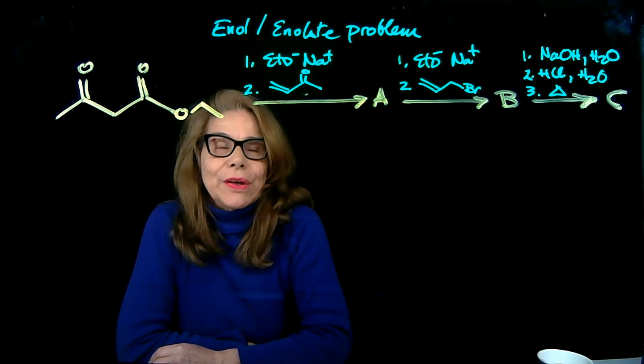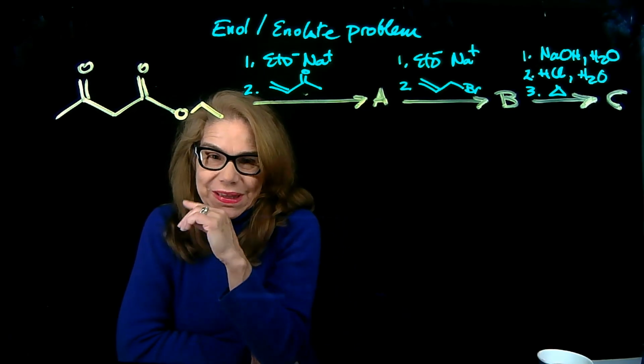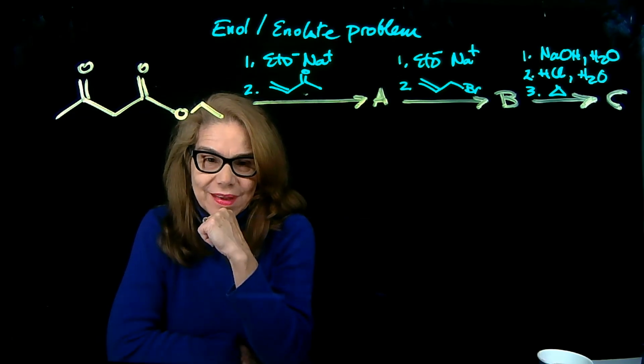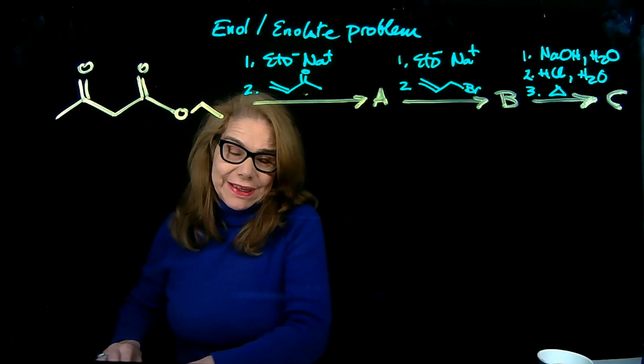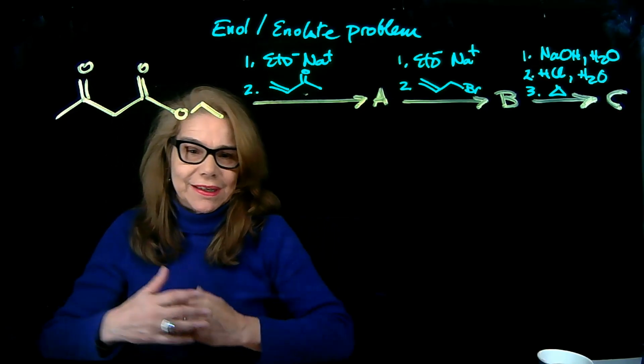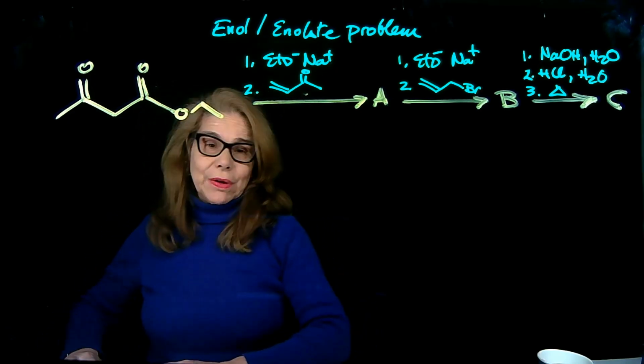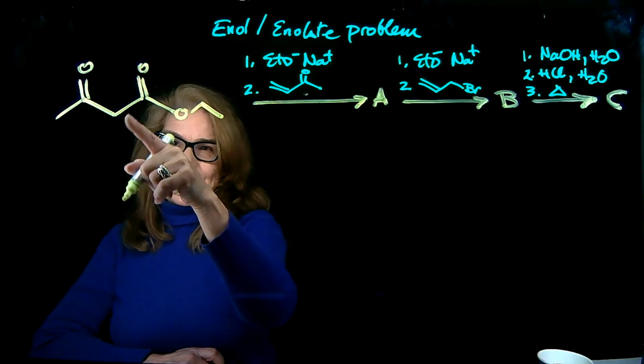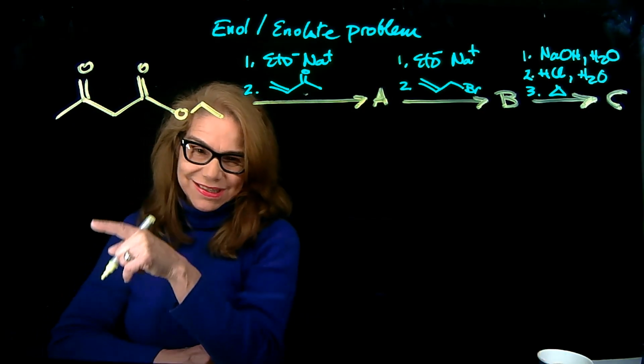In this video, we're going to be doing this problem, and it is about enolate chemistry. We're going to be doing some reactions, creating the enolate first, and then making it react with something else. Let's see what that's about. So here we have ethyl acetoacetate.